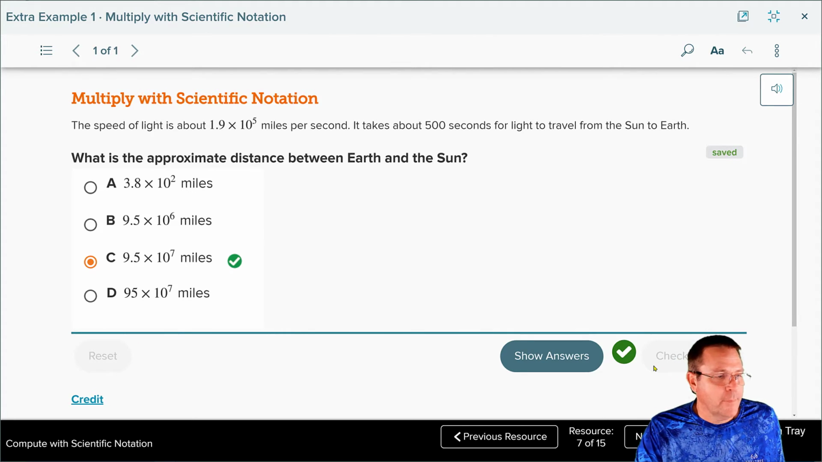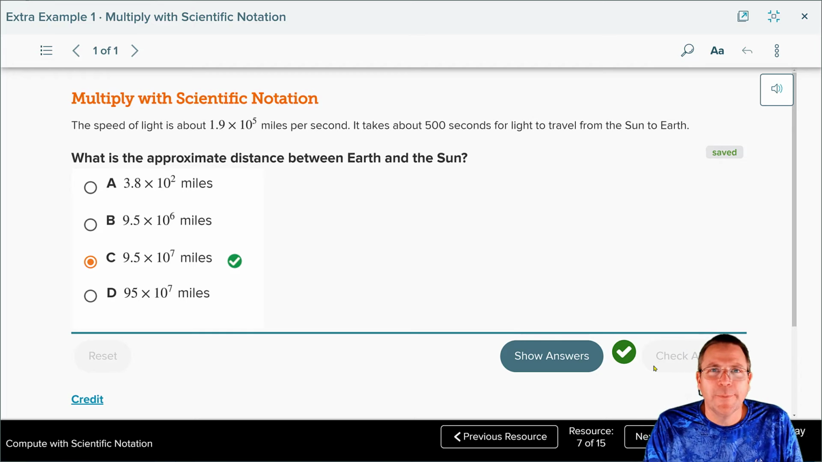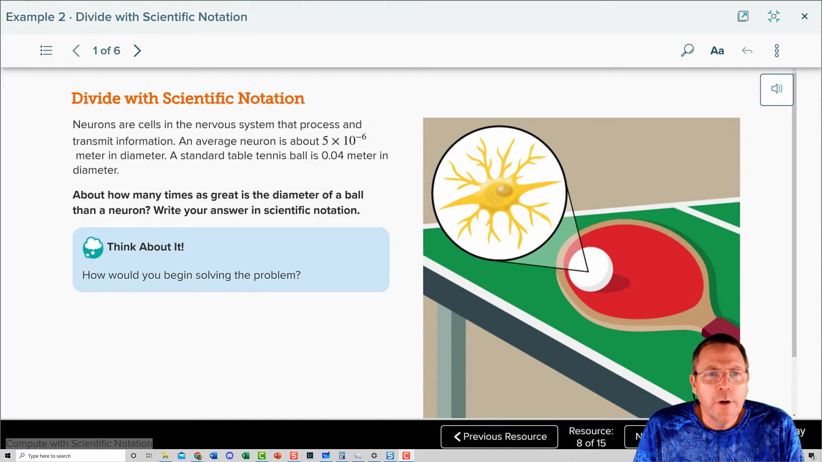Check your answer, and the answer checks. Easy math. But what if we wanted to divide scientific notation? How is that going to work?